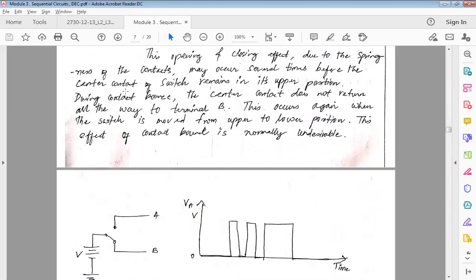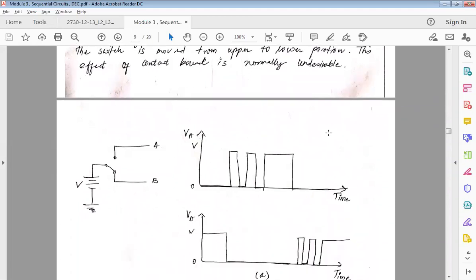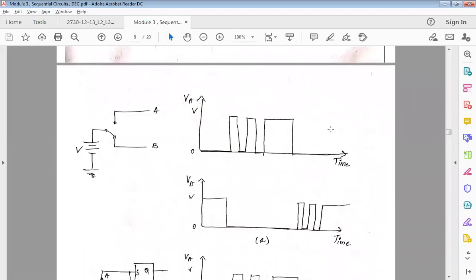Several times before, the center contact and switch remains in its upper position. During contact bounce, the center contact does not return all the way to the terminal B. This occurs again when the switch is moved from the upper to lower position. This effect of contact bounce is normally undesirable. So I do not want to see this kind of pulses. Instead, I should be able to see this kind of stable pulse. So this pulse is happening because of switch bounce.